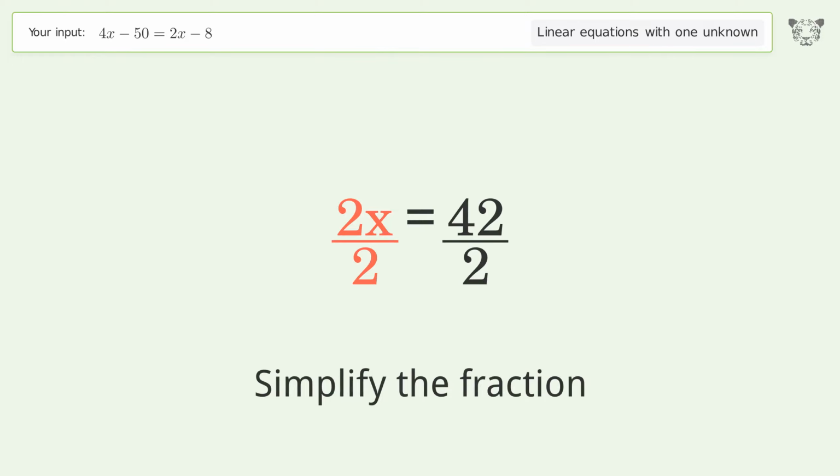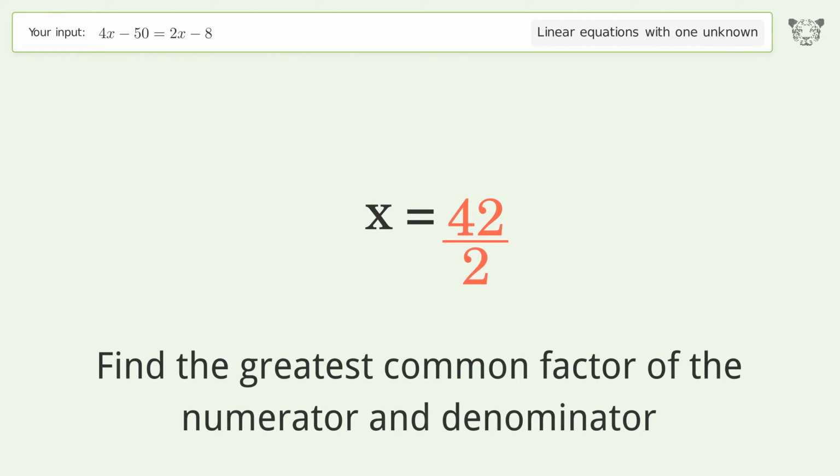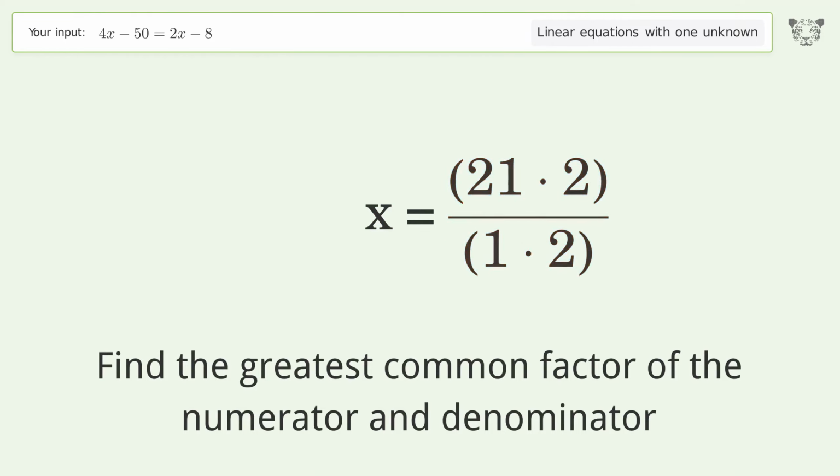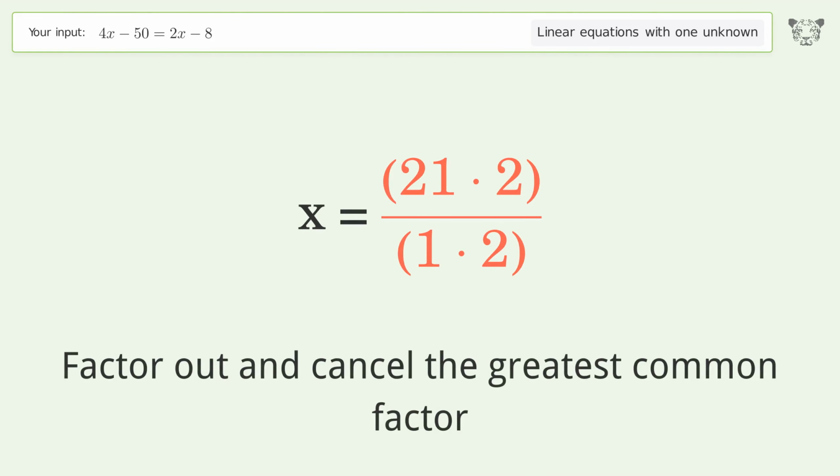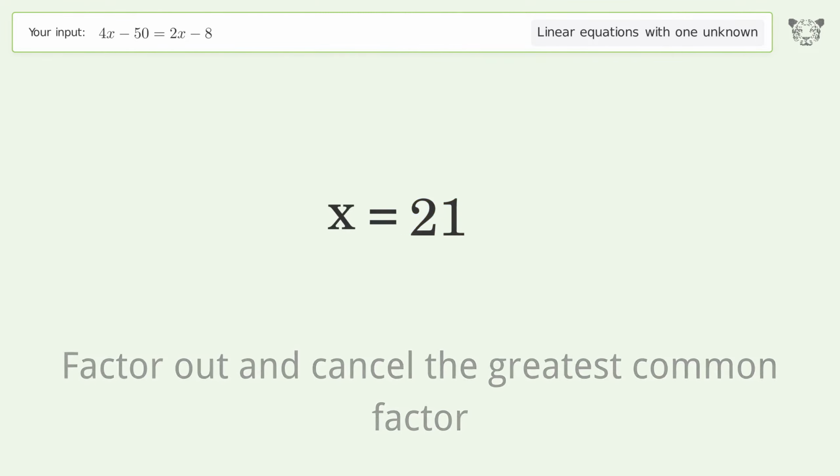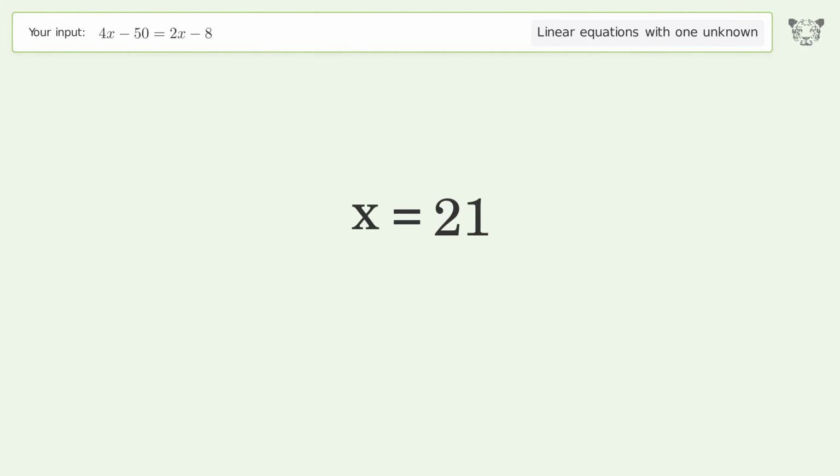Simplify the fraction. Find the greatest common factor of the numerator and denominator. Factor out and cancel the greatest common factor. And so the final result is x equals 21.